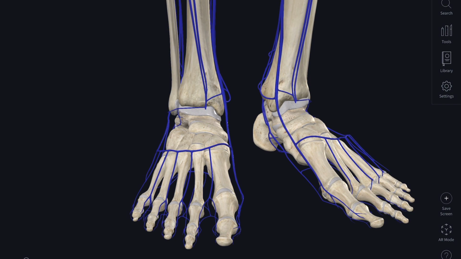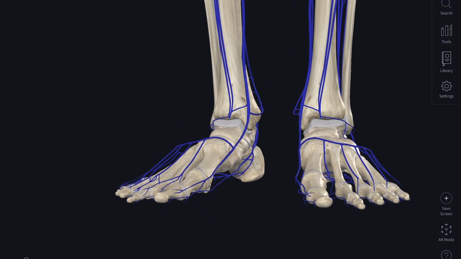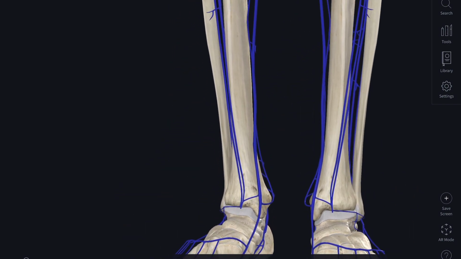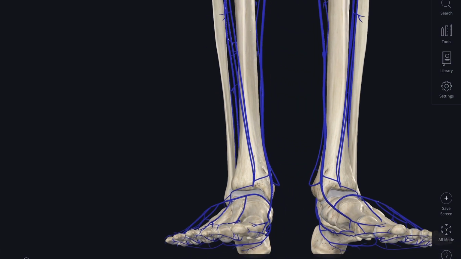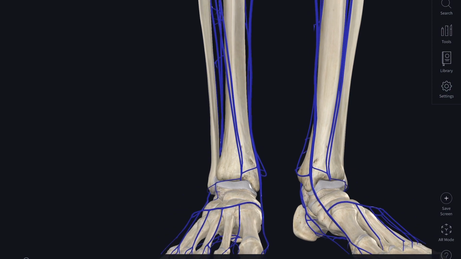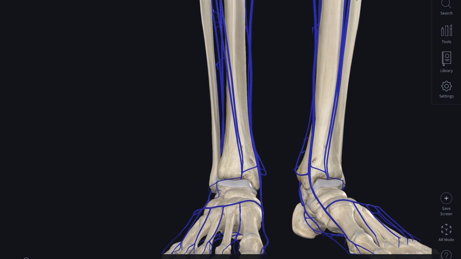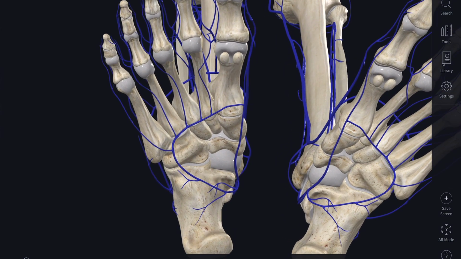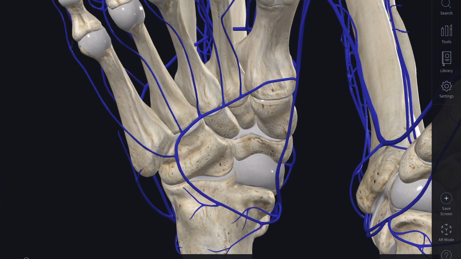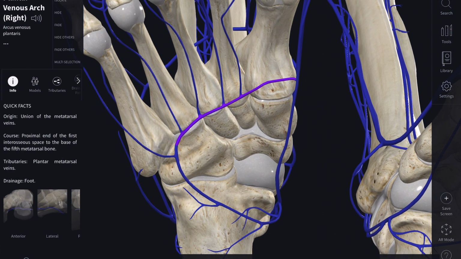Two of them are superficial: one lying on the medial side, which is the great saphenous vein, and one lying on the lateral side, which is the small saphenous vein. And one lies anteriorly, which is the anterior tibial vein. Moving on to the plantar aspect of the foot, or the sole of the foot, we can see another venous arch, which is this one right here, called the plantar venous arch.